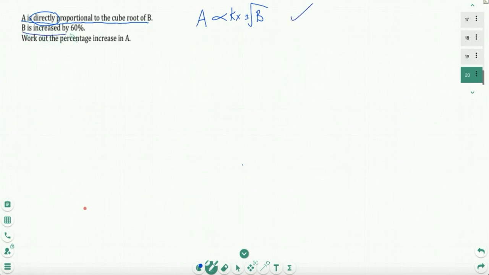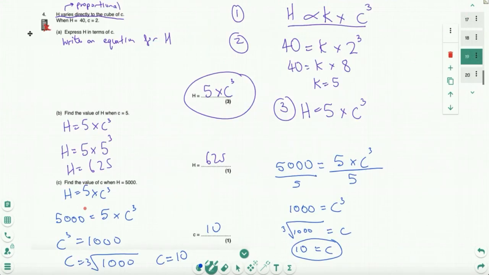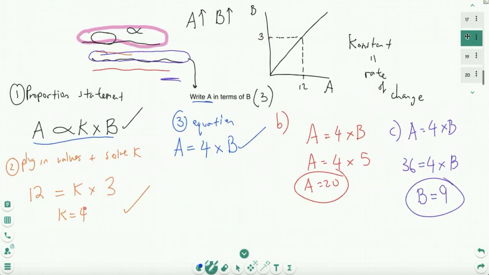B is increased by 60%. Work out the percentage increase in A. Oh, damn. So in the last few questions, we were given two values for the 2 variables, all right? H is 40, C is 2. In the question before that, it was when A is 12, B equals 3.